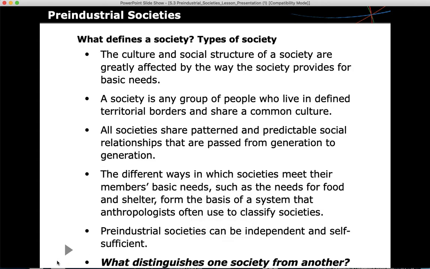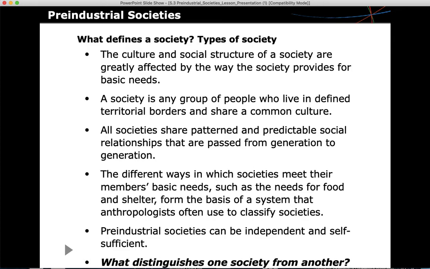Types of society. Guiding question: what defines a society? The culture and social structure of a society are greatly affected by the way the society provides for basic needs. A society, of course, is any group of people living within defined territorial borders and who share a common culture. All societies are composed of social structures, but their size and scale vary greatly.